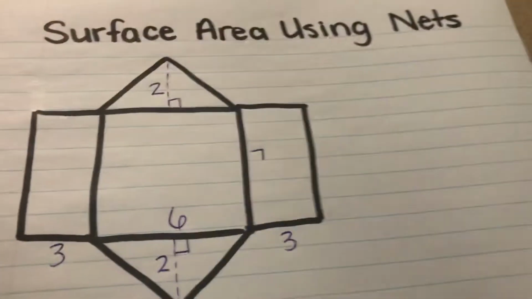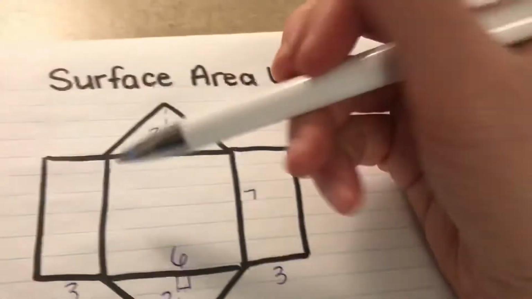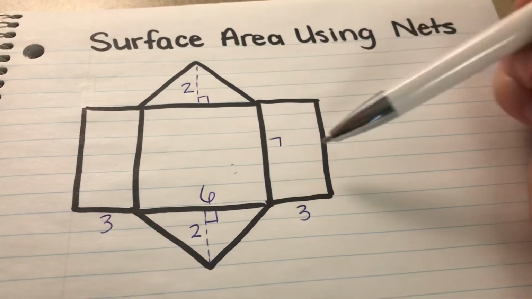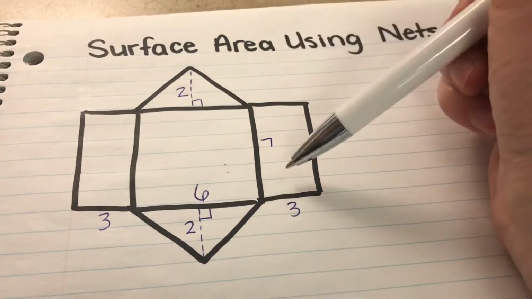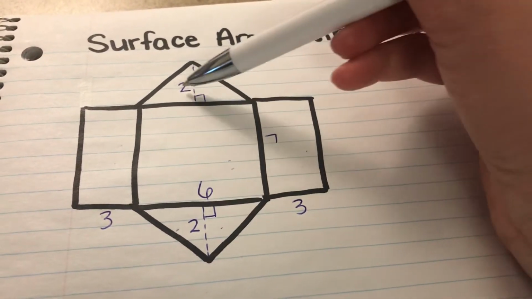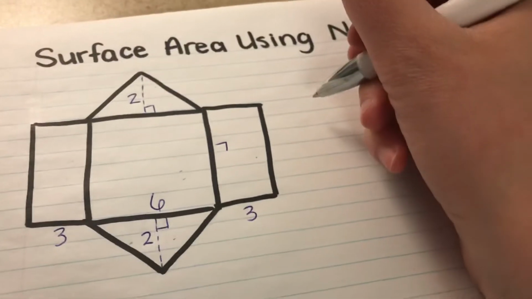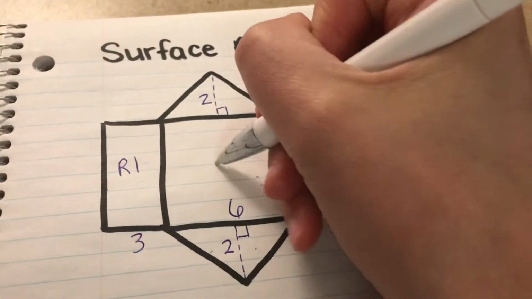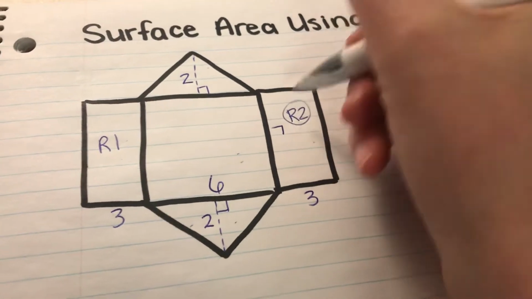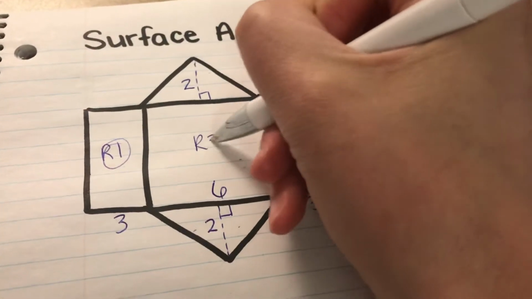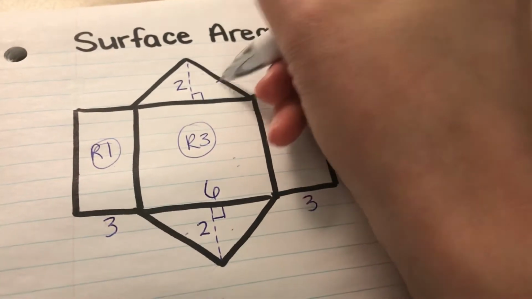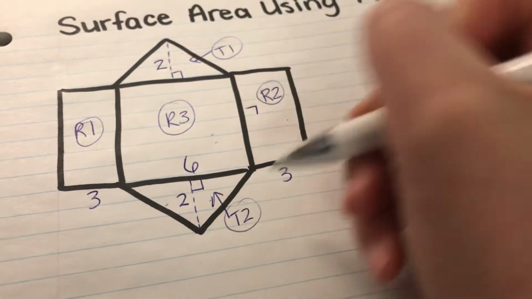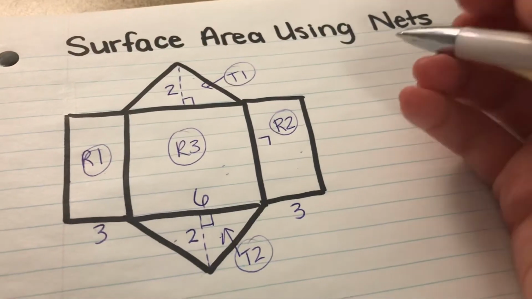Okay, so here are our measurements. What we can do is break it down into these individual shapes: rectangles, another rectangle the same as this rectangle, and triangles. So let's label them. We've got rectangle 1, rectangle 2, rectangle 3, and then this can be triangle 1 and this can be triangle 2. We're going to add up the areas of all of those shapes.